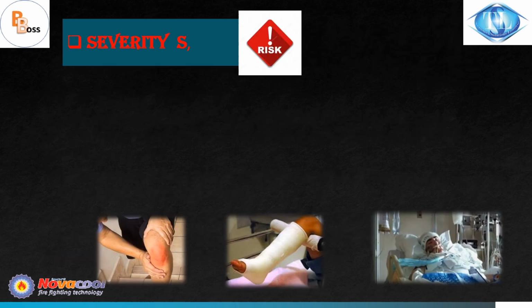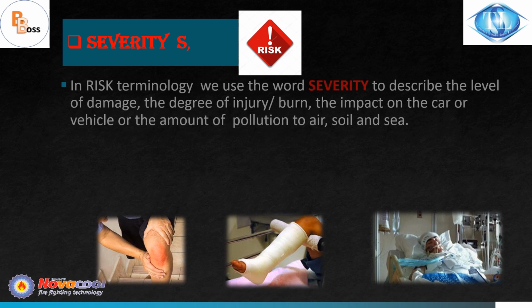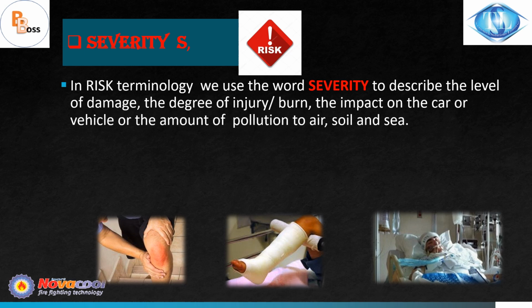So we call this severity, and you can see that in these three images. The first one is bruises and maybe a first aid case. In the second one, the guy broke his leg. And in the third one, a guy in a coma. We can see there are different levels of damage here, and we say the severity is different. Of course, there is a scale, and the scale is qualitative, only descriptive, and we go from 1 to 6 now.